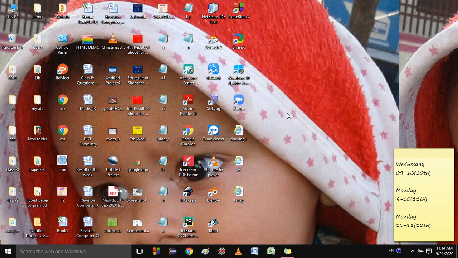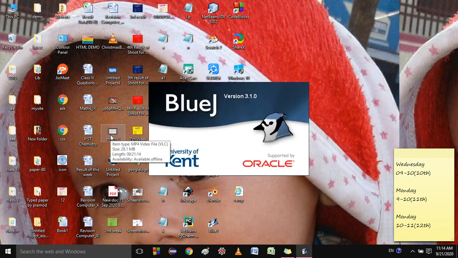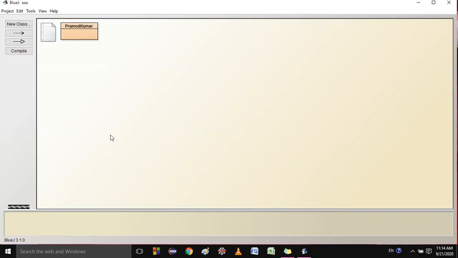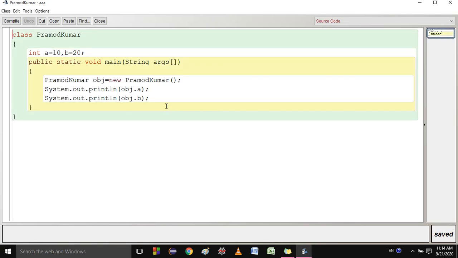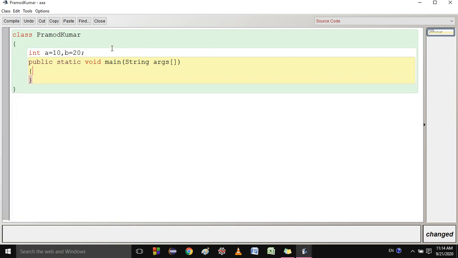Okay, so students, first I want to explain the conditional operator. What are conditional operators? Let me show you and open the BlueJ tool for showing this one. Okay, so it is open right now. If I click on this, you get this. I already explained to you how you can open BlueJ and what the procedure is for starting your program.